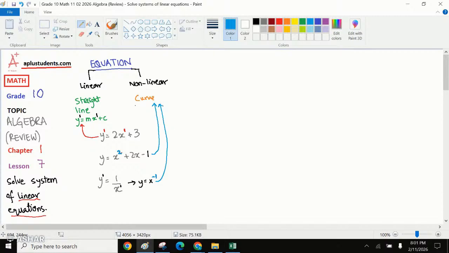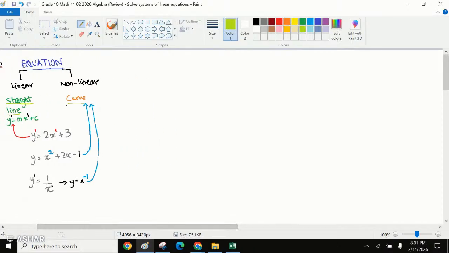Now we know that just by looking at any equation, we can tell whether it would form a straight line, meaning it is linear, or whether it would form a curve. Okay, let's move ahead with the questions. Let's see what they're asking us in the question.